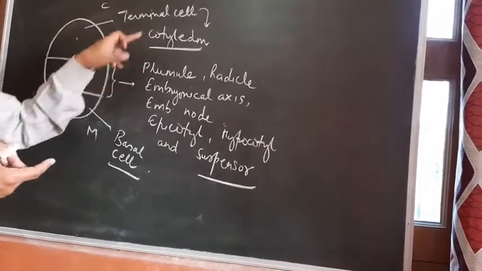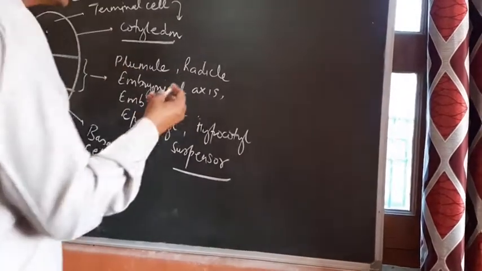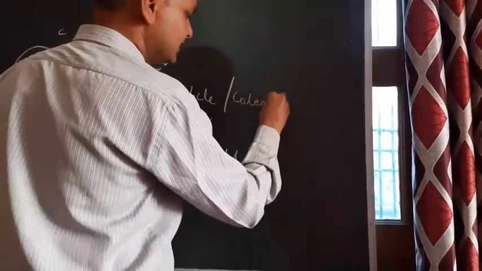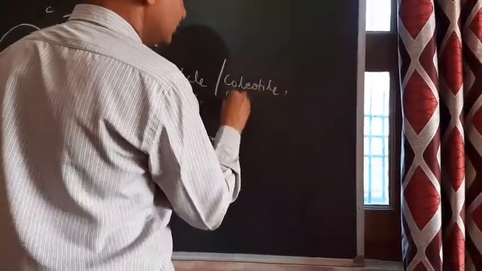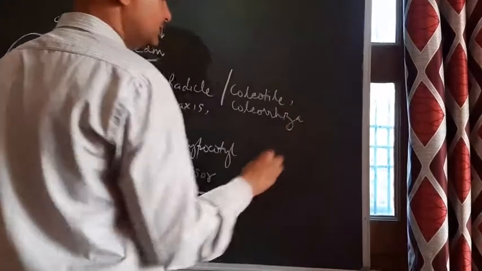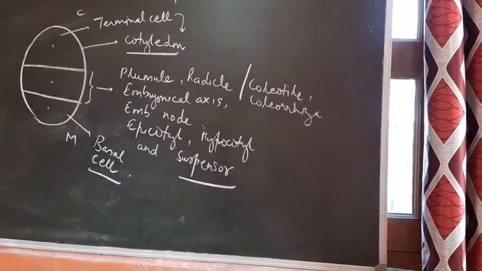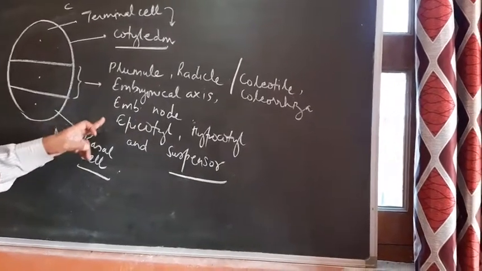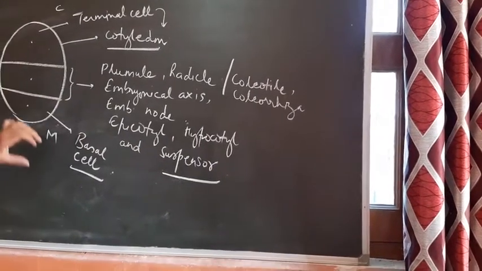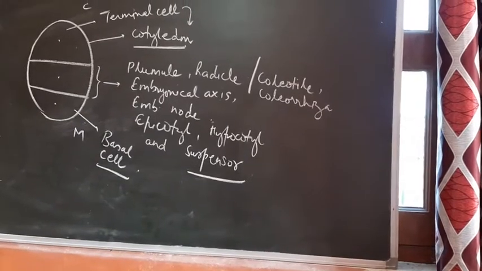The plumule part and the radical part of the embryo are actually also called coleoptile and coleorhiza. Right. And the embryonical node, embryonical axis, epicotyle, hypocotyle, and the suspensor are formed from the middle cell. Basal cell will not form anything. Is it clear, students? Right.